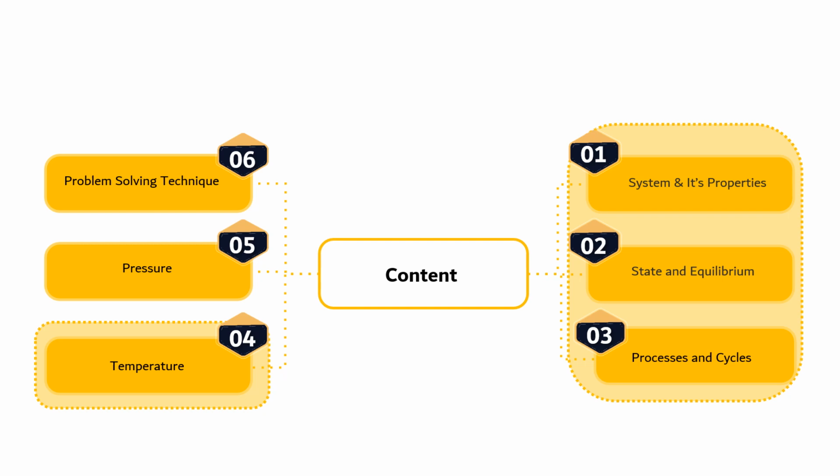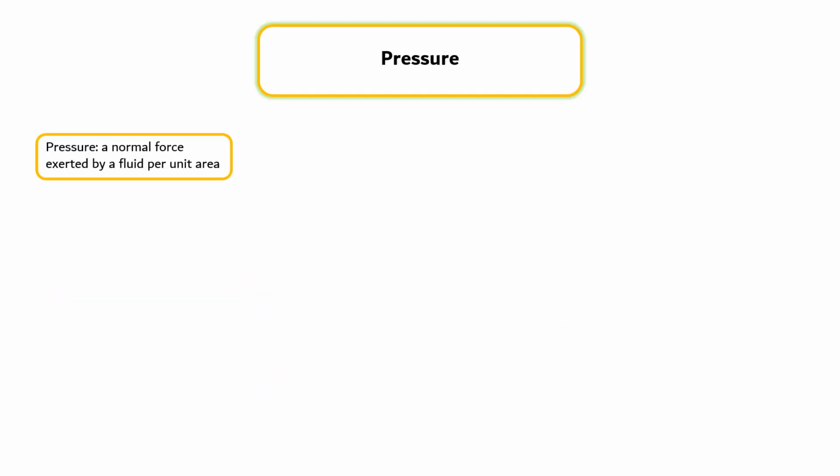In this segment, we will discuss about pressure. Pressure can be defined as a normal force exerted by a fluid per unit area, and it is a scalar quantity. Since pressure is defined as force per unit area, it has the unit of newtons per square meter, which is called as Pascal. The pressure unit Pascal is too small for most pressures encountered in practice, therefore its multiples kilopascal and megapascal are commonly used.